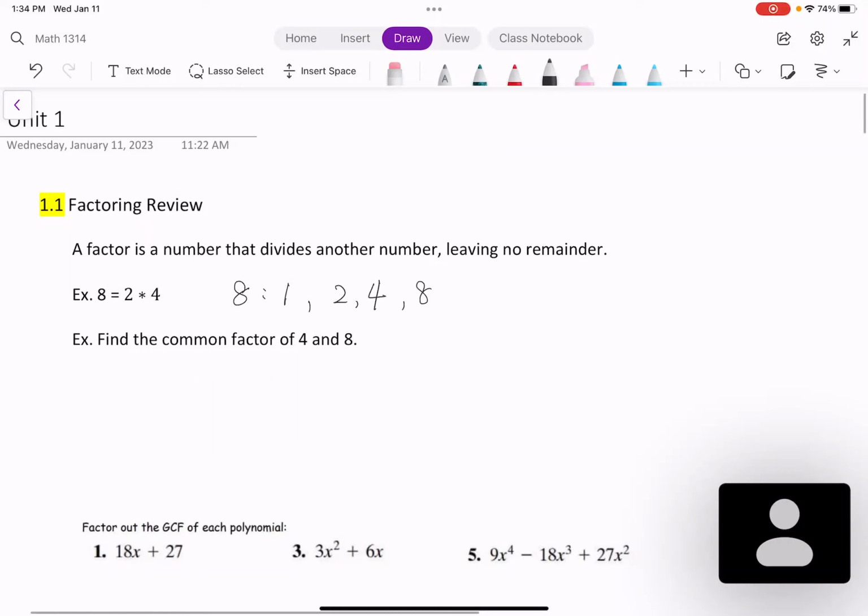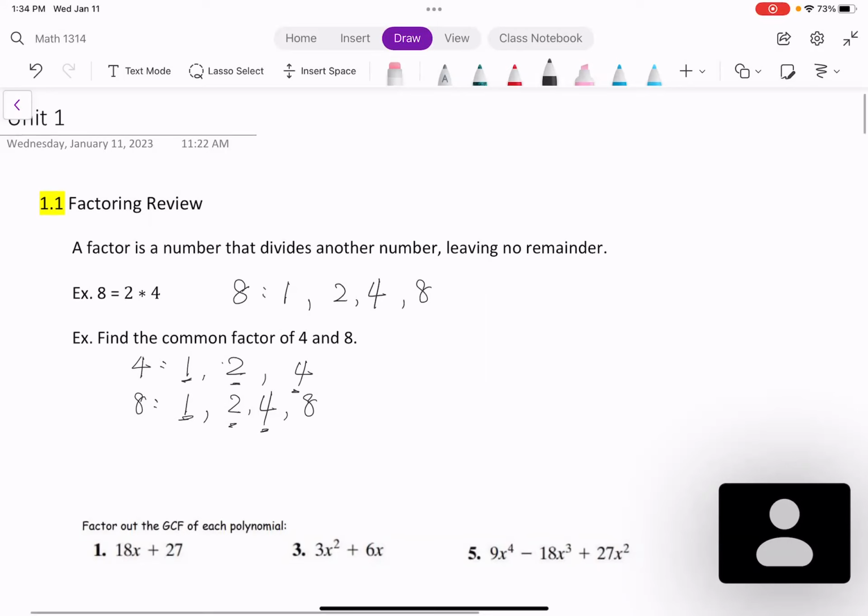We can list all the factors of 4. They are 1 and 4, and 2, because 2 times 2 is also 4. So the factors of 4 are 1, 2, and 4. The factors of 8 are 1, 8, and since 8 equals 2 times 4, also 2 and 4: 1, 2, 4, 8. The common factors are 1, 2, and 4.